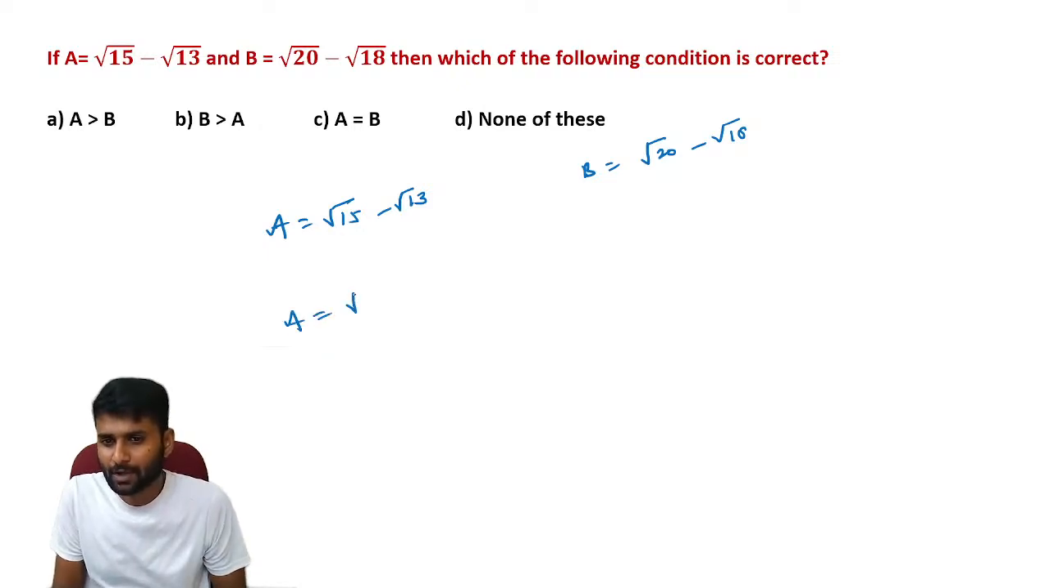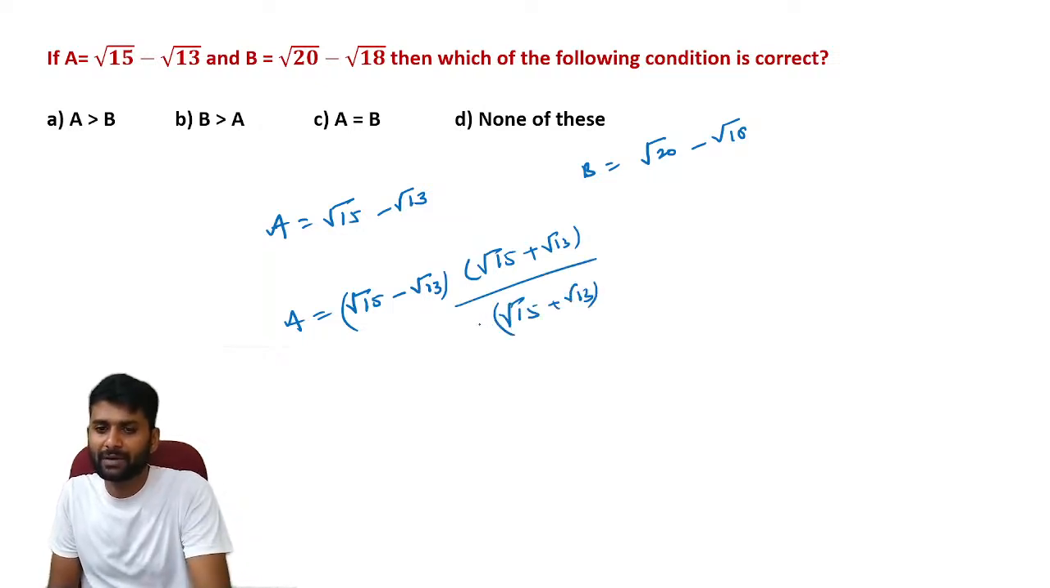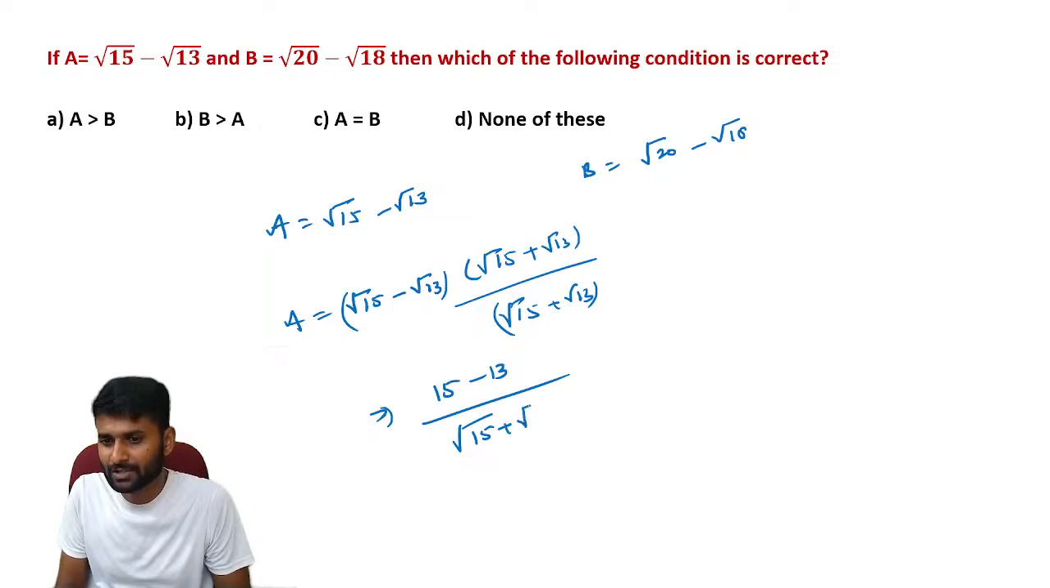Let's do one thing. Root over 15 minus root over 13, multiply and divide by root over 15 plus root over 13. So you can use a plus b into a minus b, which is a square minus b square. It means 15 minus 13 divided by root over 15 plus root over 13. Finally, 2 divided by root over 15 plus root over 13. That is the a value.